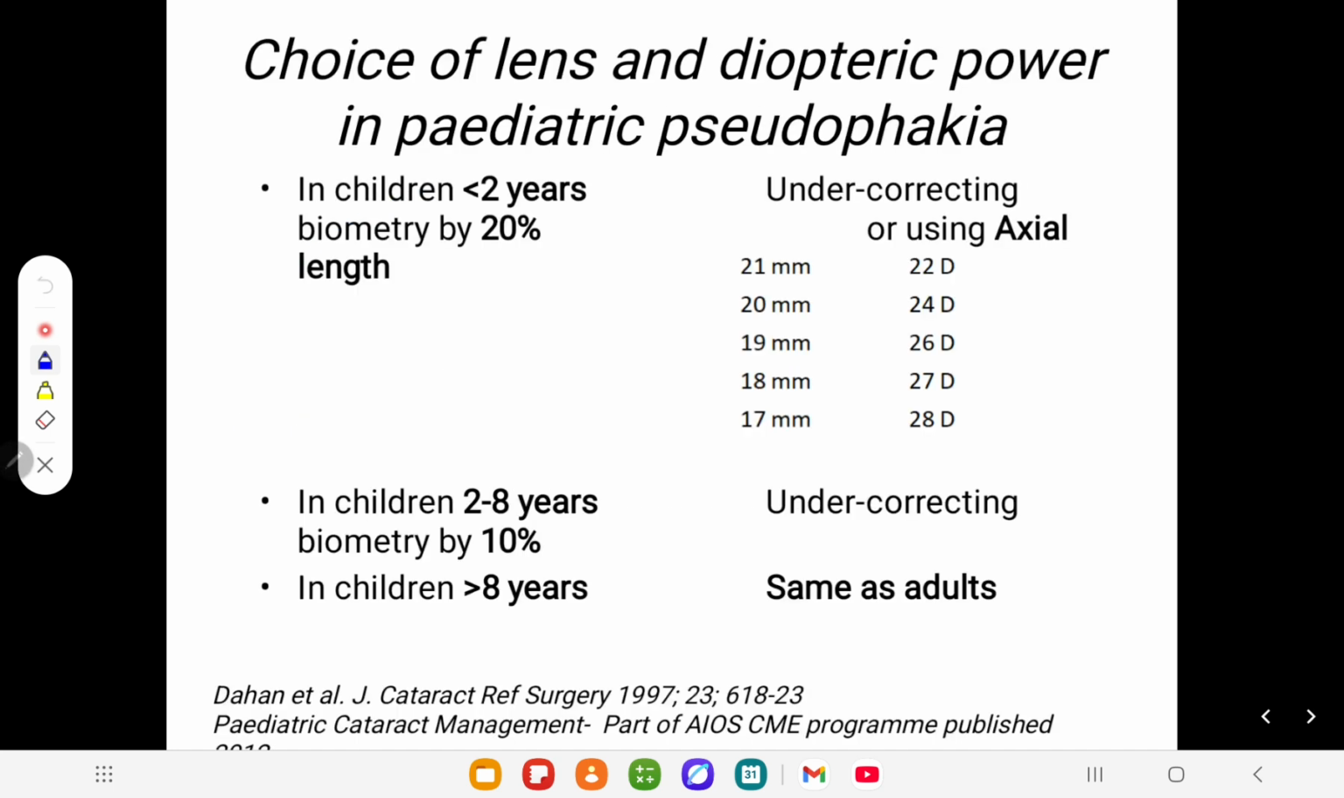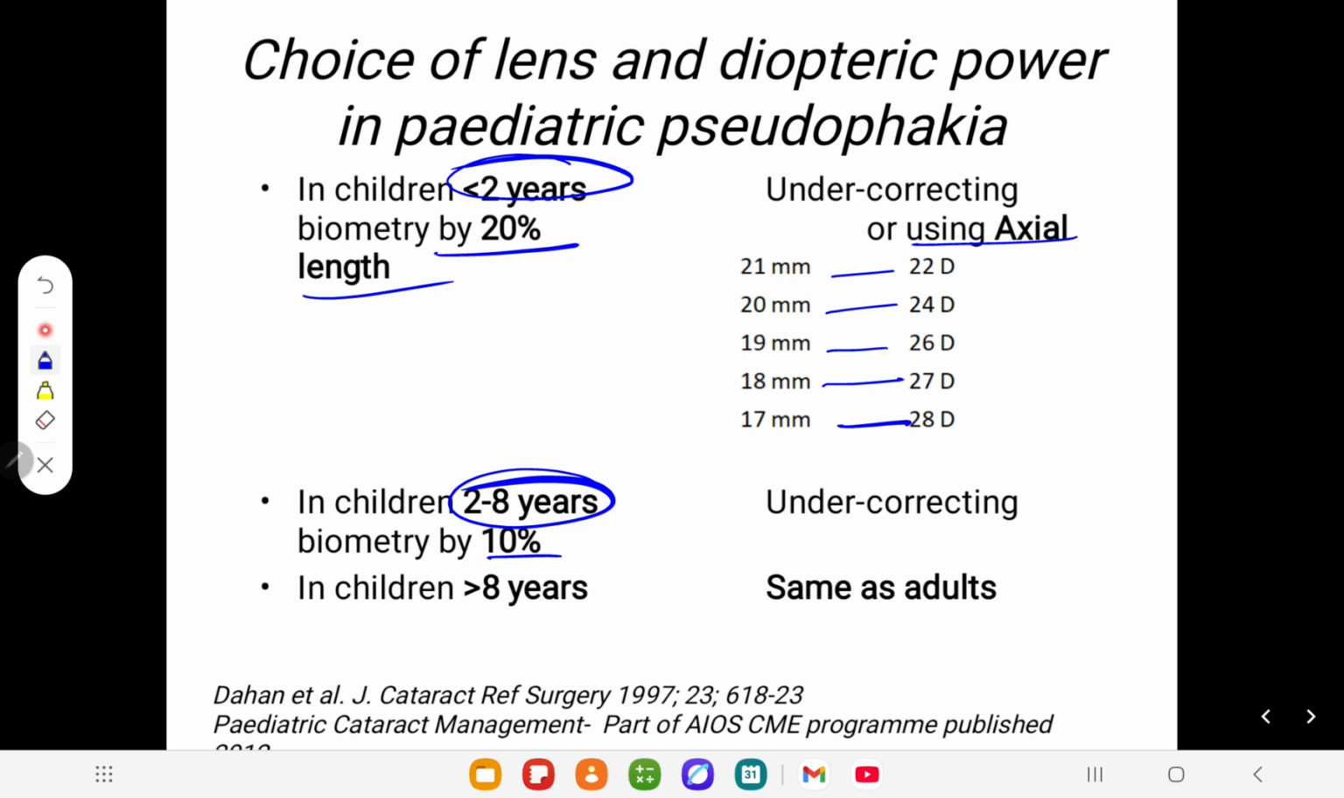but yes, it depends on the surgeon. So choices of dioptric power in a pediatric case: if the child is less than 2 years, then for biometry we have to decrease by 20% of the power. So basically it means undercorrecting, using an axial length like 21 mm, 22 diopter, 20 mm, 24 diopter, 19 mm, 26 diopter, something like that. Okay. If the child is between 2 to 8, then for biometry we undercorrect by 10%, and if the child is greater than 8, it's the same as an adult. So these are some guidelines from this reference.